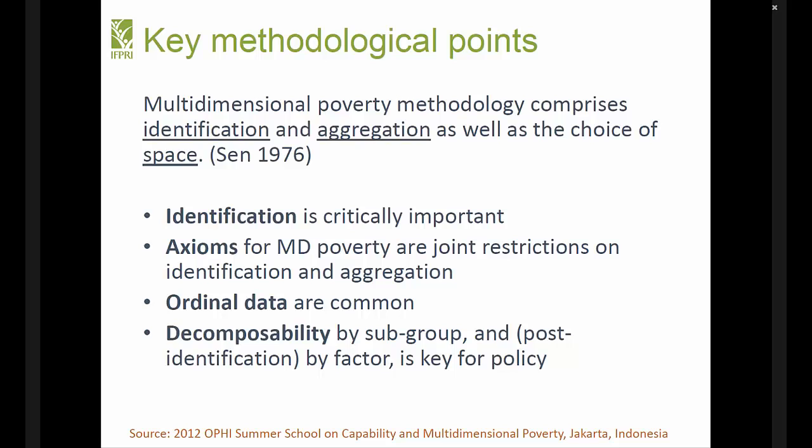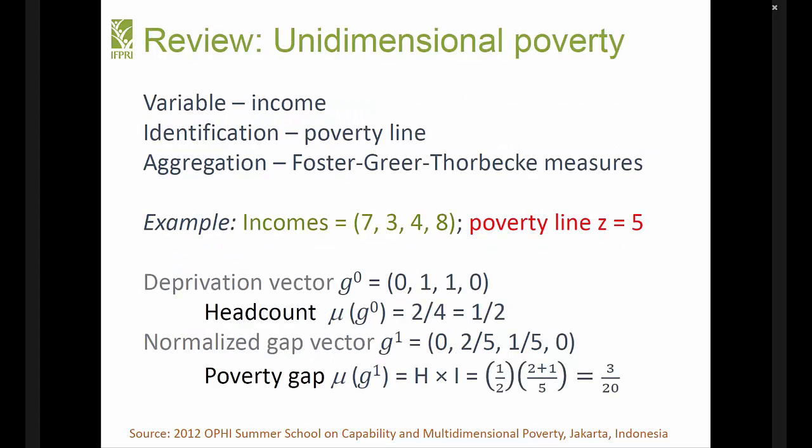And with this, you can actually decompose by subgroup. After you've identified who is disempowered and not, among the disempowered we can disaggregate and decompose their achievements to understand where they are, how far they are from the adequacy cutoff. How far below are their achievements compared to what you consider to be the minimum. Okay. So just to review.